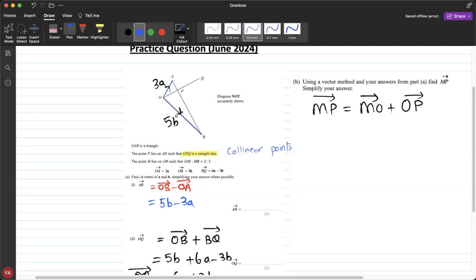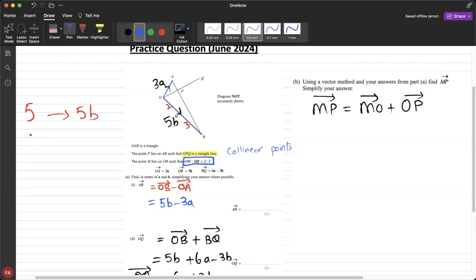Since the question has already given us the value for OB, which is 5b, and they've given us the ratio OM to MB as well, that means this side over here is 2 ratios, and similarly this side over here is 3 ratios. So we have a total of 5 ratios that represents 5b.